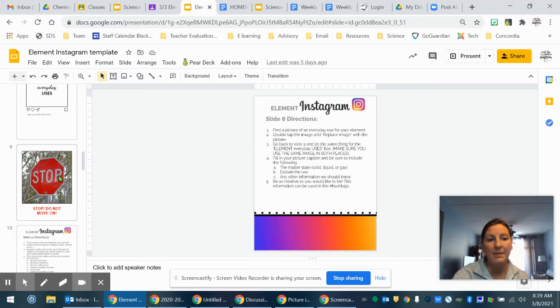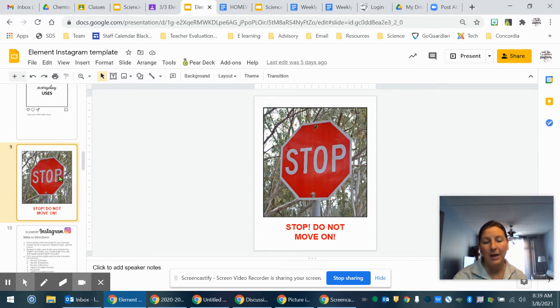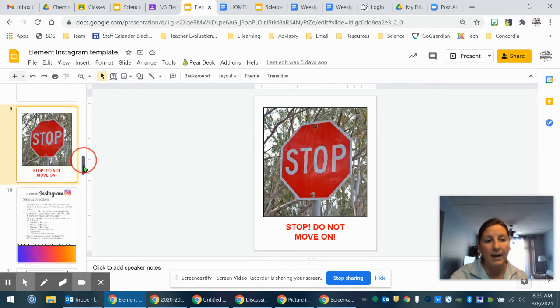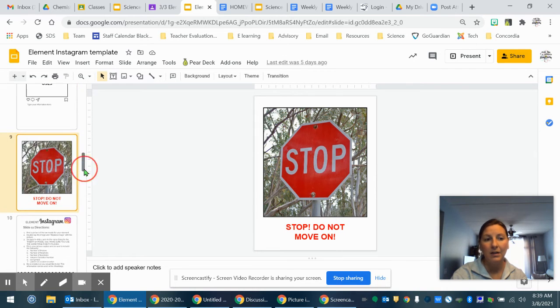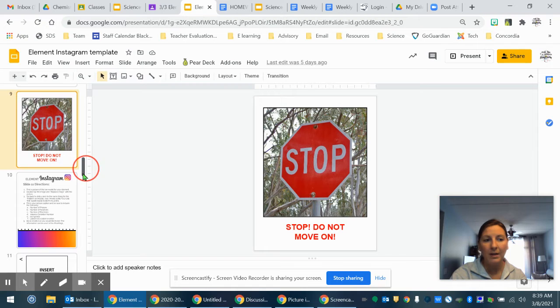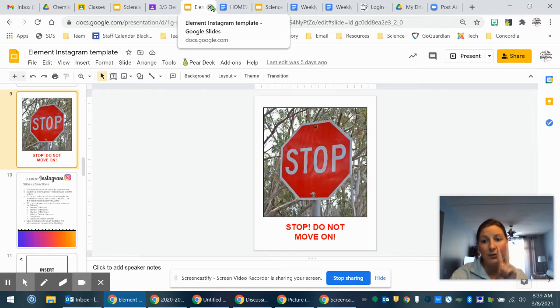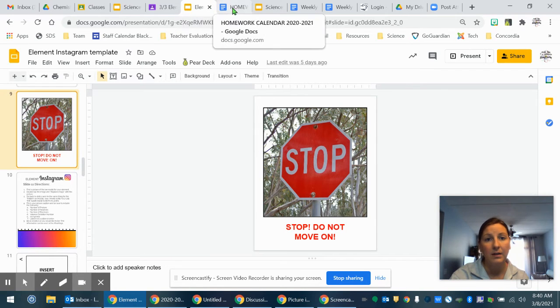Then you get to the stop sign and you stop. So I'm not sure why some of us are moving on past slide 9 when it's talking about an ion model. We have not done ions. Yes, you can Google it, but it's not going to make sense. So you are stopping at the stop sign. You are doing slides 1 through 8 and you stop. Then you hit turn in. This is due at the end of the period. You've had 2 full days to work on it.